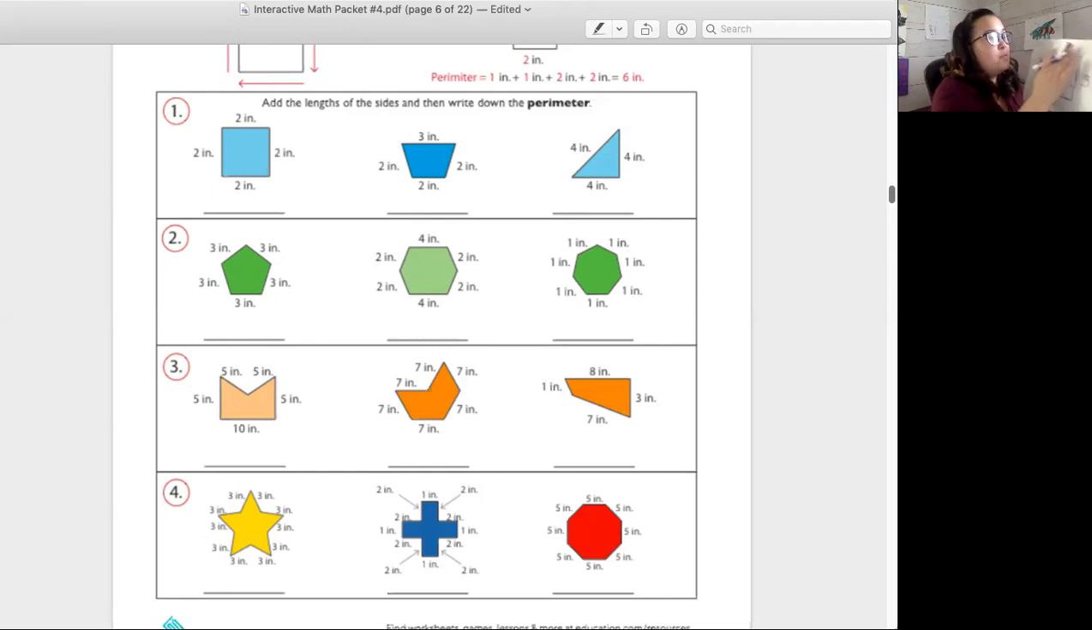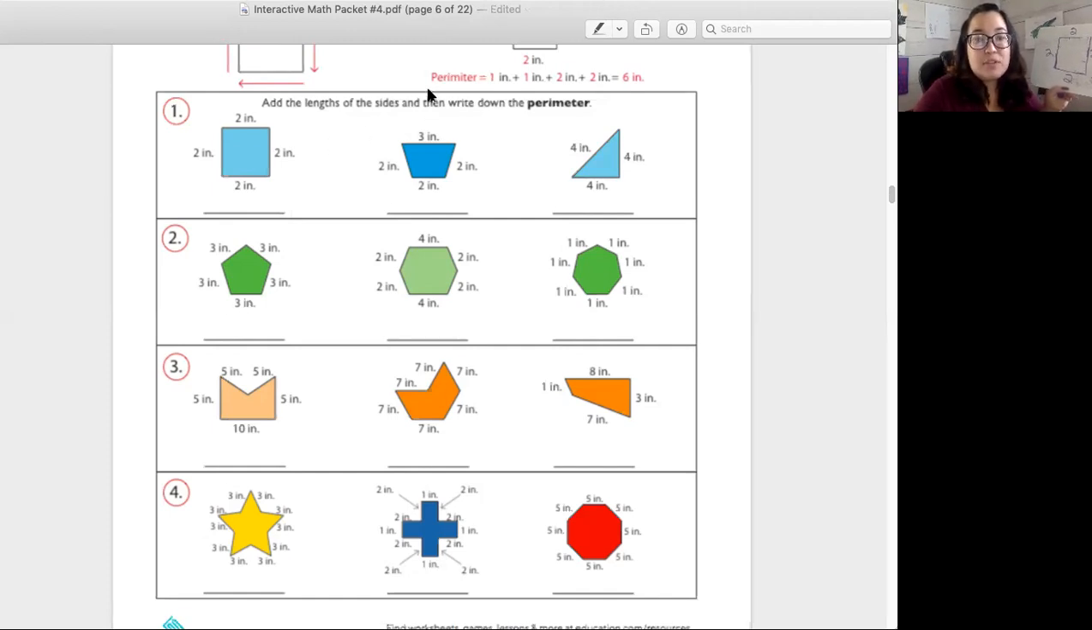Okay, so my first one on your paper, this one right here, it's 2, right? So we're gonna go with that. I'm gonna write 2, 2, 2, 2. So I just count all that together. I do 2 plus 2 plus 2 plus 2 equals 2, 4, 6, 8. So my answer is what? 8 inches. That is correct. My answer for that one is going to be 8 inches.